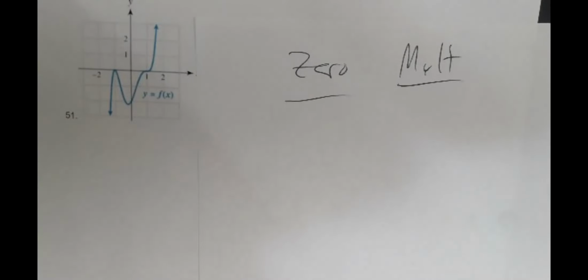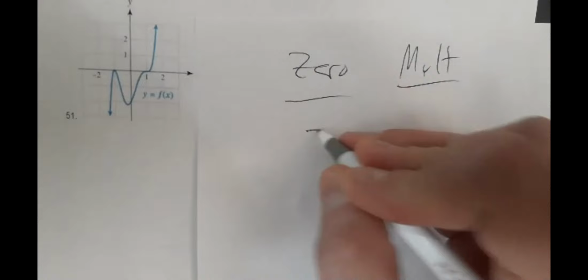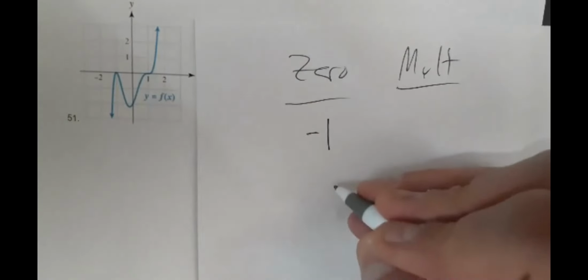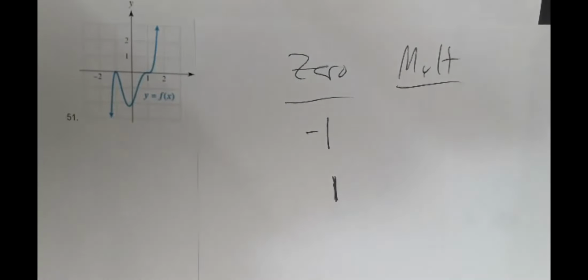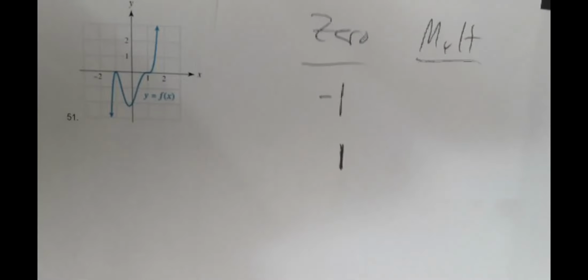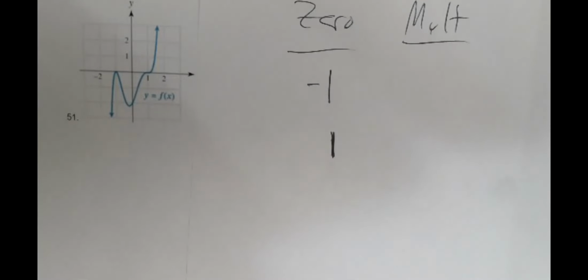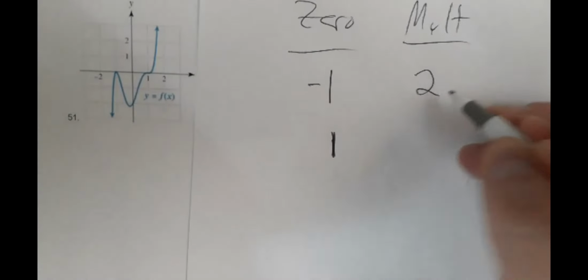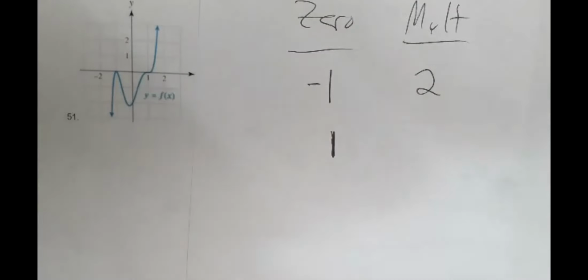So what is my 0? It looks like one of them is going through at -1 over there. It looks like one of them is going through at 1. My 0 at -1, what is the multiplicity on that thing? 2. And then what would the multiplicity on this thing be?